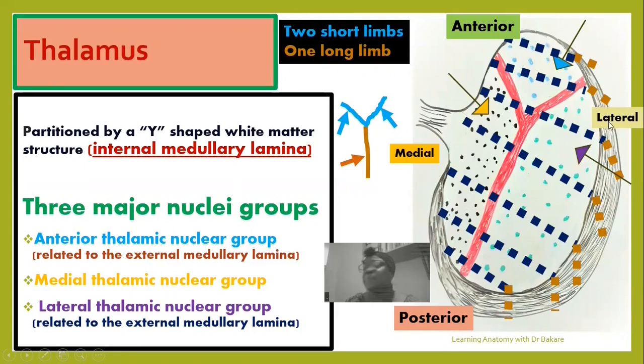So if you look at the pattern by which it runs, you see that its relation is only limited to two of the major thalamic nuclear groups, and this is what is presented in this image. It's good for us to be able to highlight this, as it will help us in establishing the position of these structures. So you see that the pattern by which it runs, it is related to the anterior thalamic nuclear group at the front, and also on the lateral side, which is related to the lateral thalamic nuclear group.